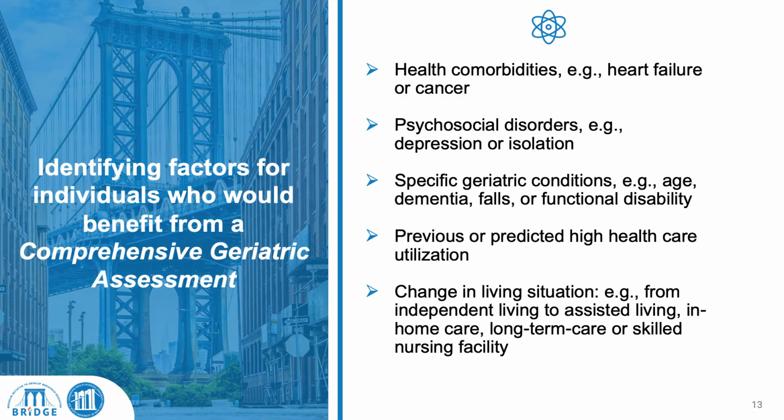Specific geriatric conditions, for example, their age, their mental condition, or if they have dementia, which could predispose them to falls, or their functional status, functional disabilities, which will include their ability to complete their activities of daily living or their independent activities of daily living, which I will address later. Changes in their living situation, for example, going from independently living in the community to living in an assisted living facility, requiring in-home assistance from, for example, a home health aide, or being admitted to a long-term care or a skilled nursing facility.